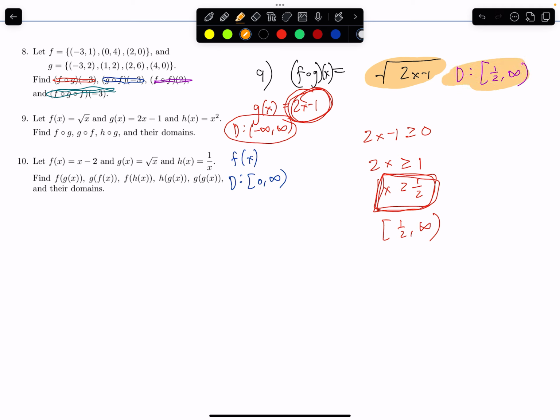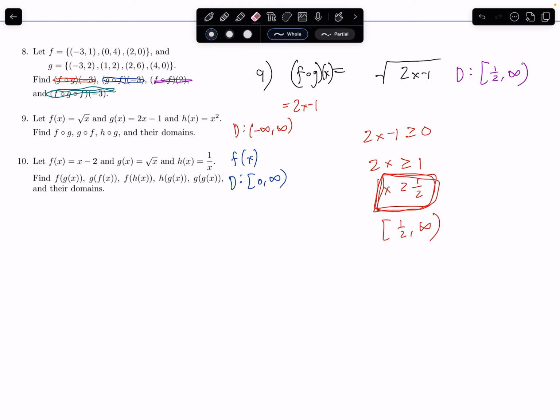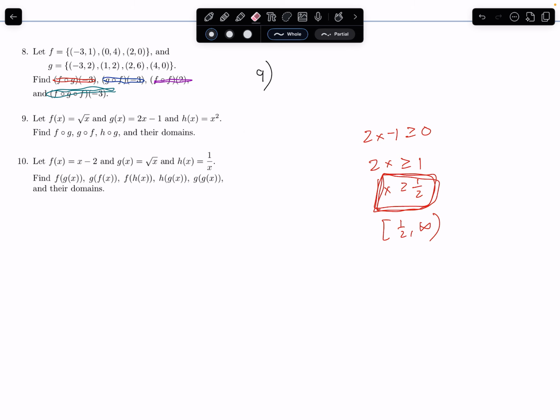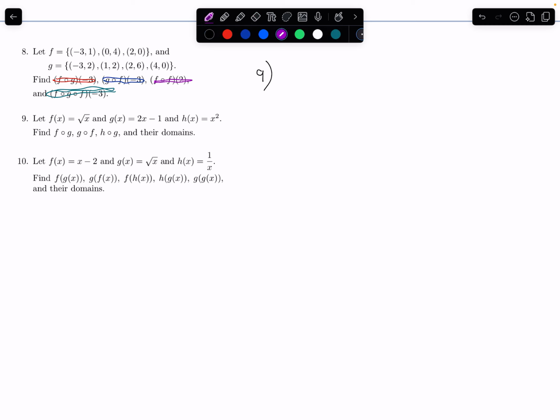So this is the domain. Okay, that was f of g of x. Let's make ourselves some space now. Oh, shucks, I regret deleting that, actually. But you know what? It's actually good I'm deleting it because it's getting messy there. I'm going to put it on the side instead. Okay?